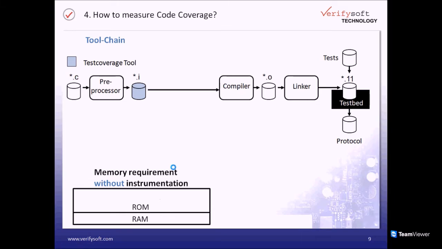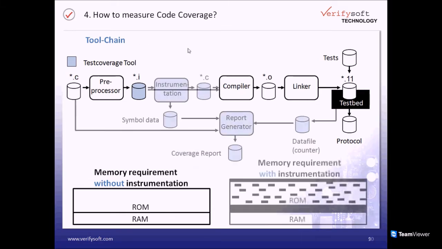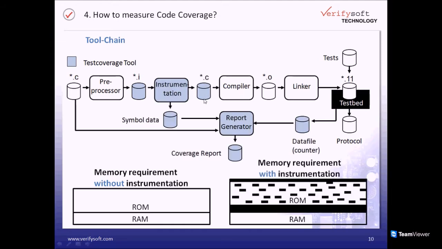And here we have the process with instrumentation, in blue-gray color, and at the end the report generator, which is key. It takes two files basically. One is a symbol data file, with all symbols used for instrumentation, and the other one holds the values of the counters, stored in this data file with all the counting values, and then it will produce a report at the end. As you can see here, the memory requirement with instrumentation is a bit higher.